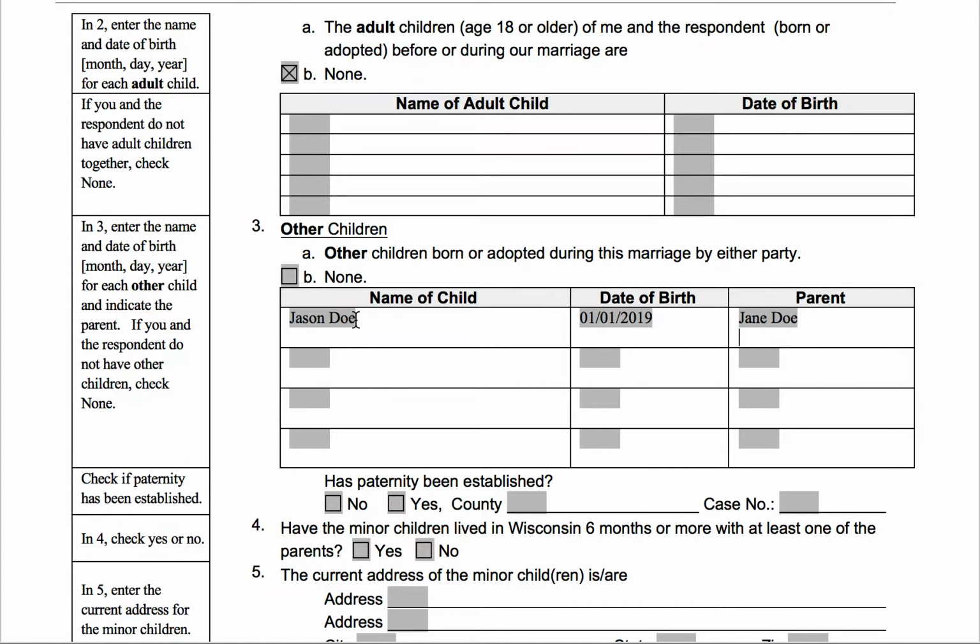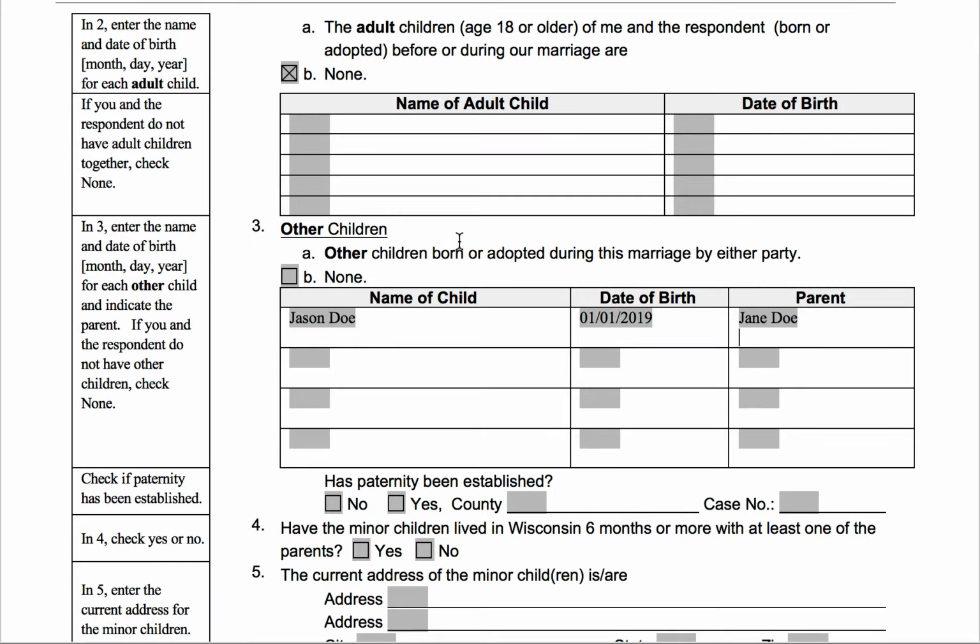If you're not sure, we find that sometimes when there are other children born during the marriage, people don't know that information. They go, I know they had a child, or my friend tells me maybe they have a child, but I don't know that information. Put as much as you know. If you know the child's name, put the child's name. If you know the date of birth, put the date of birth.